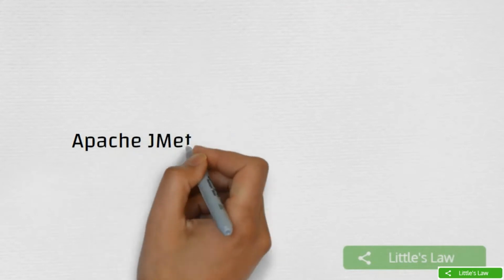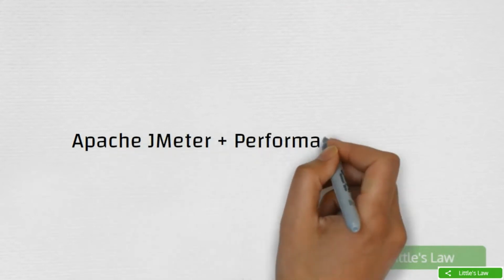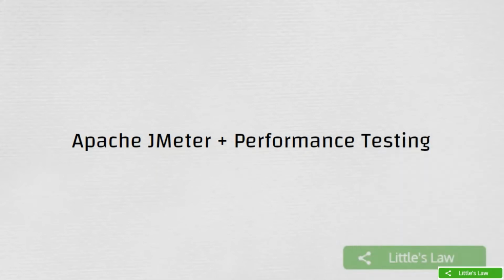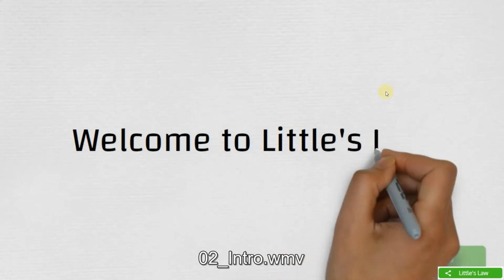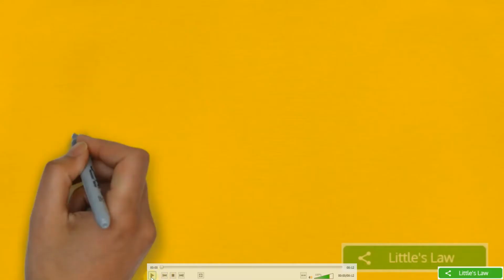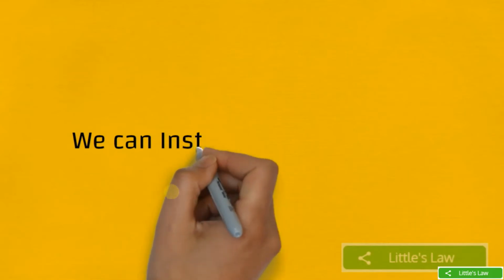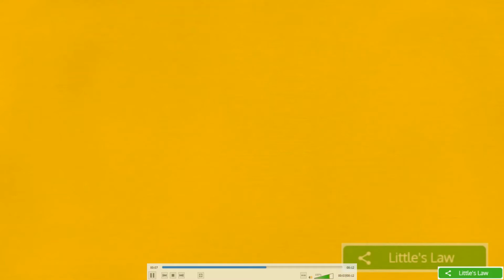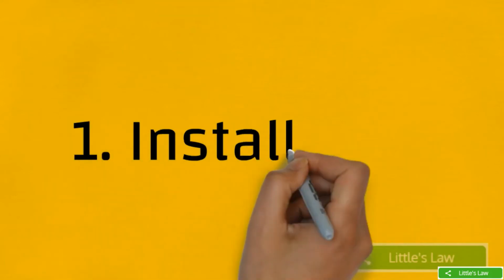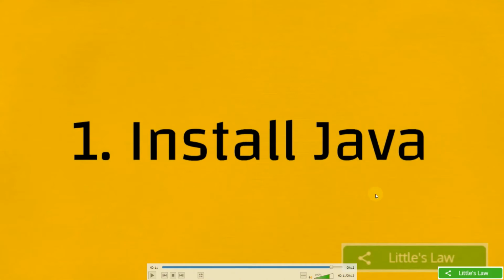In this series of videos, we are going to see about JMeter and its various performance testing techniques. We can install JMeter in four simple steps. Let's see them one by one. First, install Java. Let's see how to install Java in our local Windows machine.